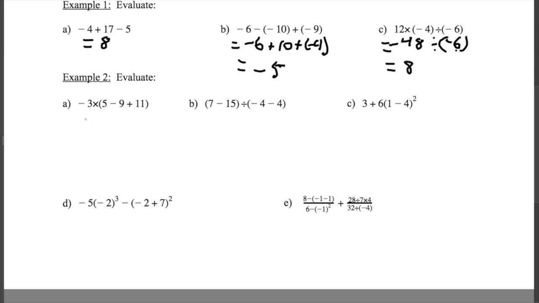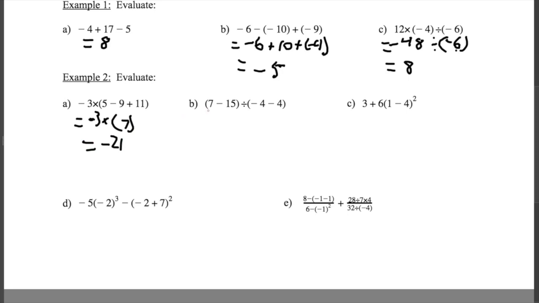Example 2, so you're going to evaluate. You have -3 multiplied into 5 subtract 9 plus 11. Following BEDMAS, you're going to complete the bracket for the multiplication step, so keeping the multiplication step on the outside. So -3, and then you're going to multiply. And then we're going to complete what's in the bracket. So 5 minus 9, this will be -4. -4 add by 11, you get 7. This will result in -21.